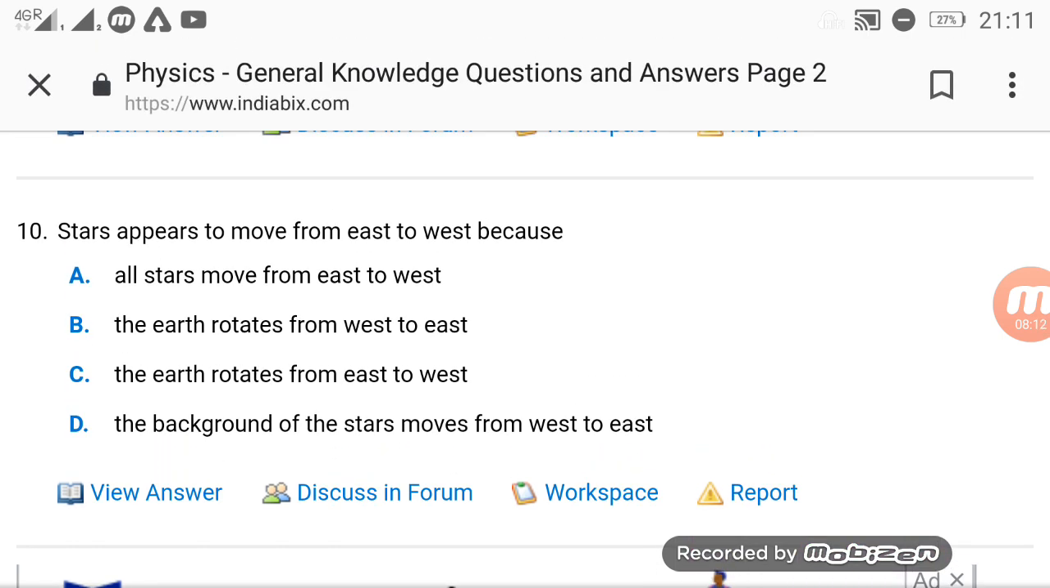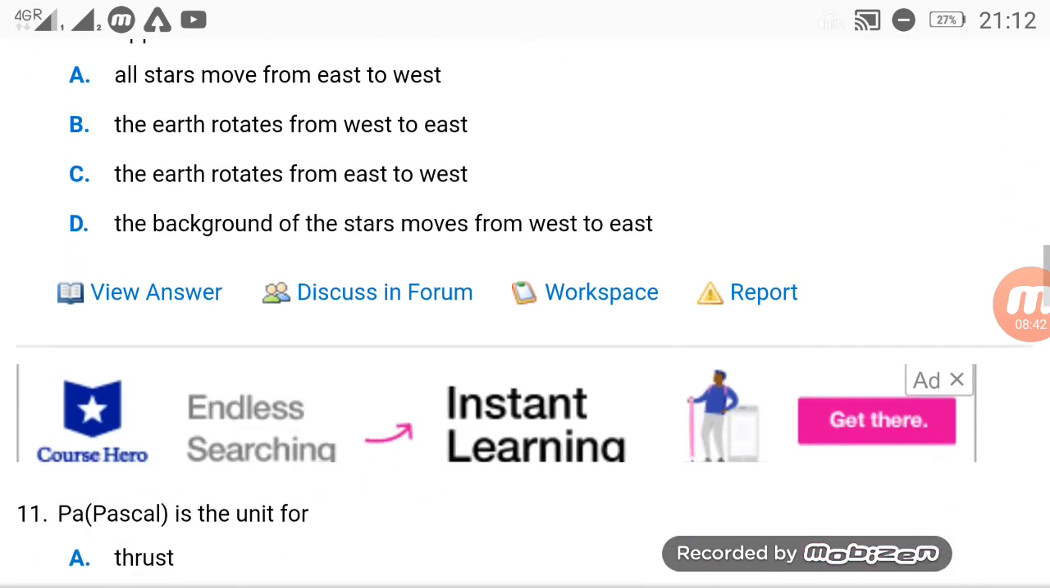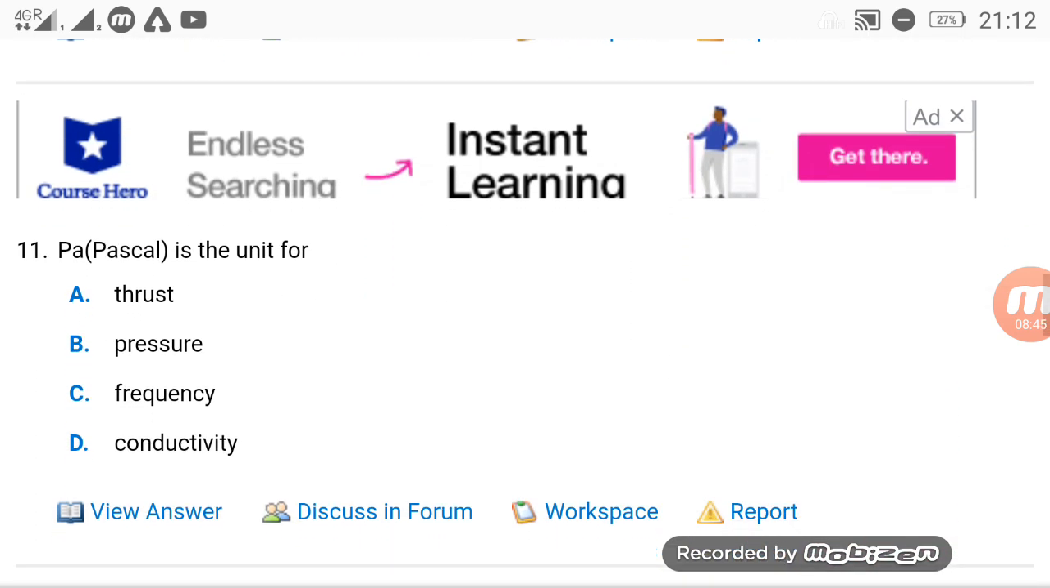Question number 10: stars appear to move from east to west because, option A, all stars move from east to west. Option B, the earth rotates from west to east. Option C, the earth rotates from east to west. Option D, the background of stars moves from west to east. The right answer of this question is option B, the earth rotates from west to east. Friends, this is a very important question. Please just remember it.